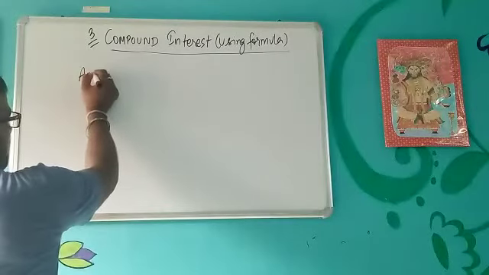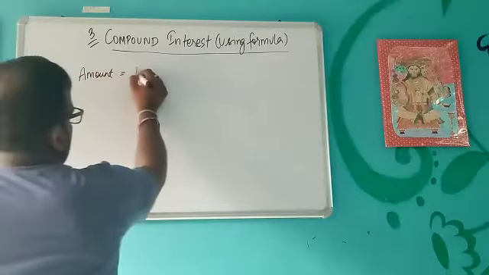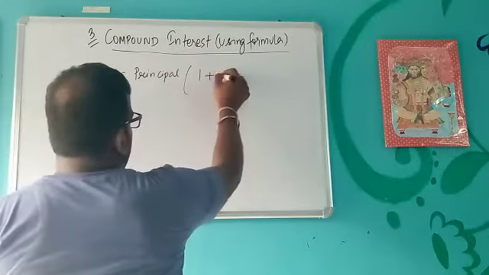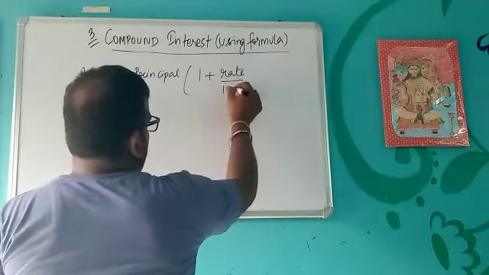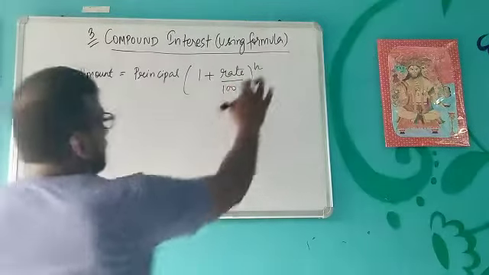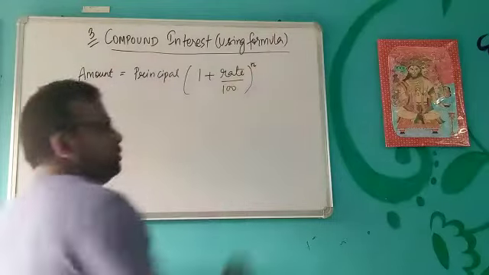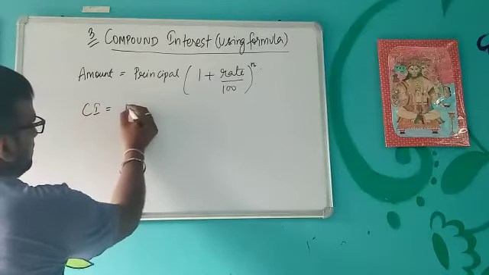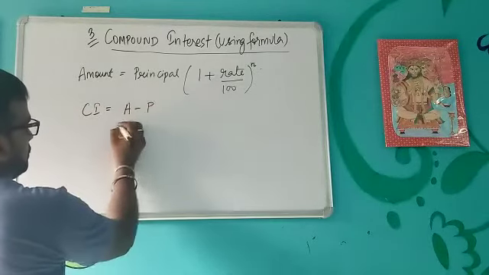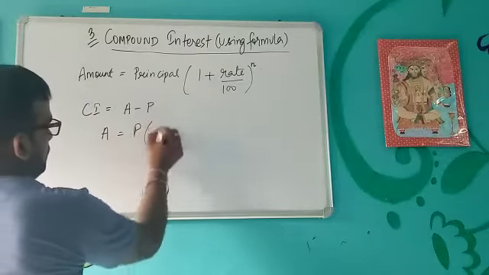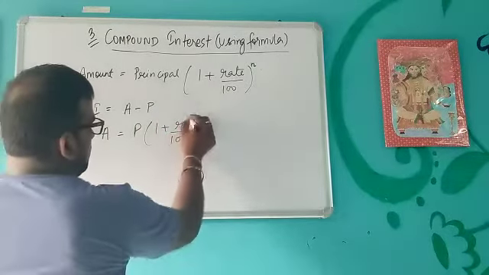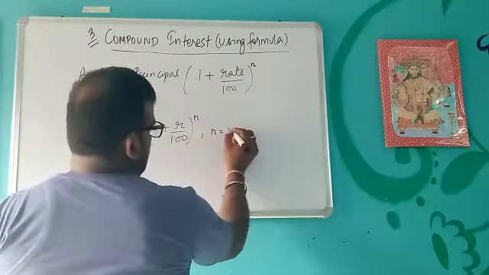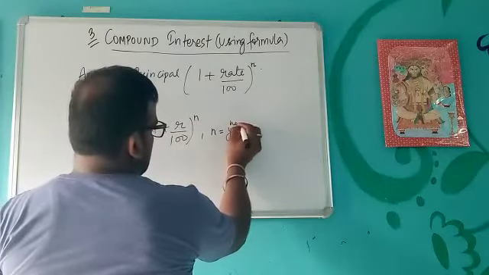The formula is amount equal to principal into 1 plus rate upon 100 to the power n. Now how and when to use this formula? So what is our compound interest? CI I am writing as A minus P. So this formula A is equal to P into 1 plus R upon 100 to the power N, where N is equal to the number of years.